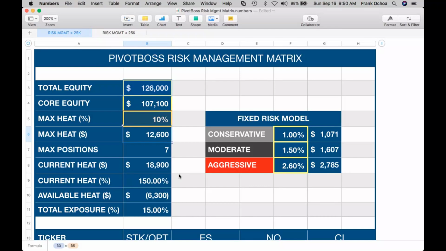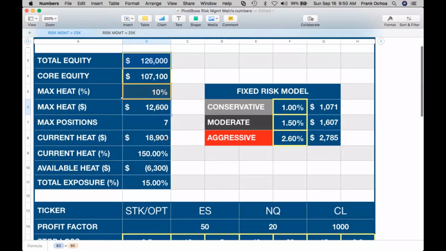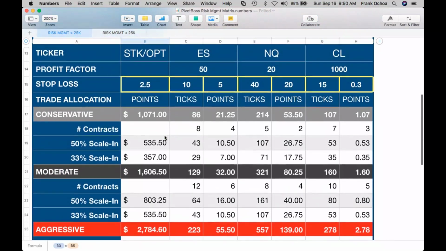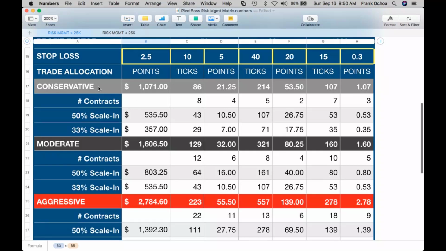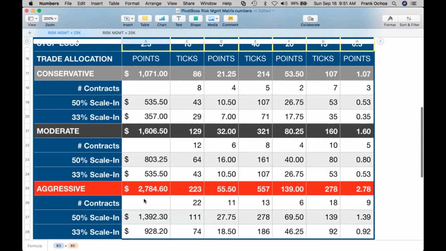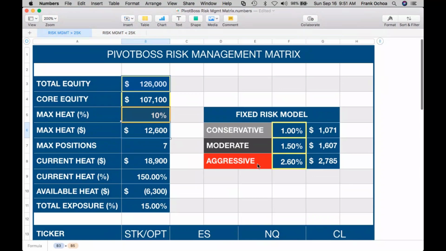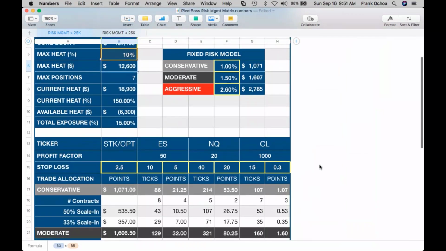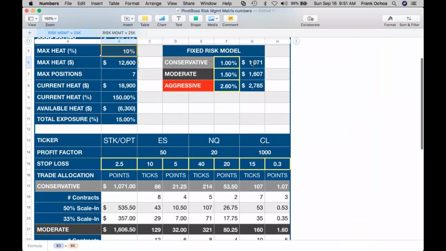Now, below the fold is where it gets very interesting as well. Down here is a whole other section of the spreadsheet. You can see we have conservative, moderate, and aggressive risk allocations here as well. So you can see the fixed risk model: conservative, moderate, and aggressive. Let's drop this down to say 150% here. What we're doing here is transferring these amounts down to these lines. And you'll notice here, conservative, for example, 1,071. These two are going to match.